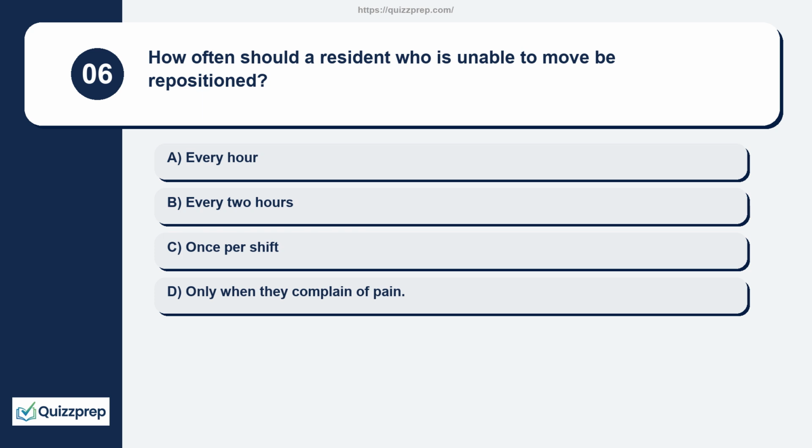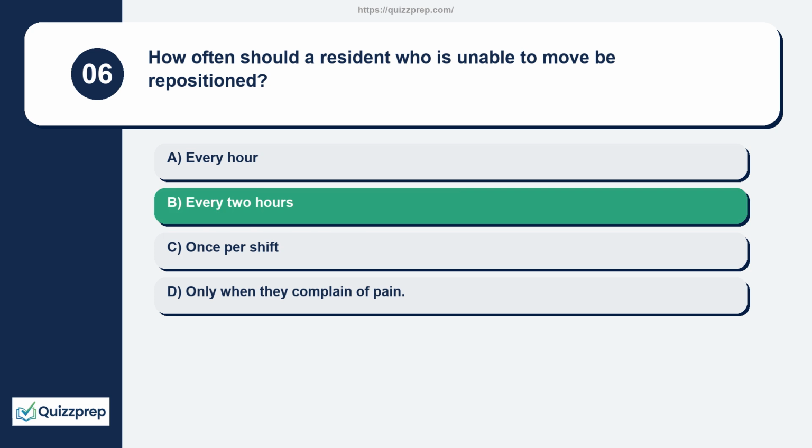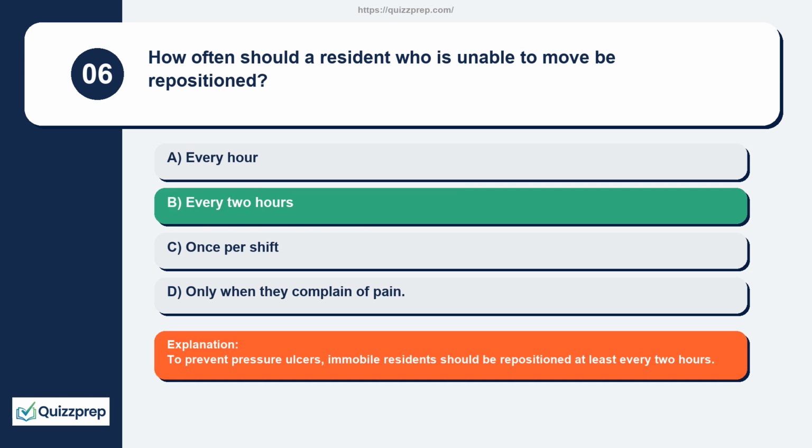Question 6. How often should a resident who is unable to move be repositioned? Every hour, every 2 hours, once per shift, only when they complain of pain. To prevent pressure ulcers, immobile residents should be repositioned at least every 2 hours.